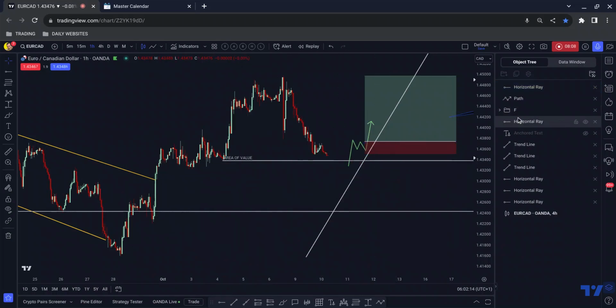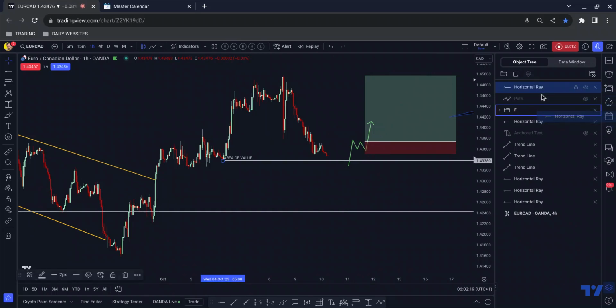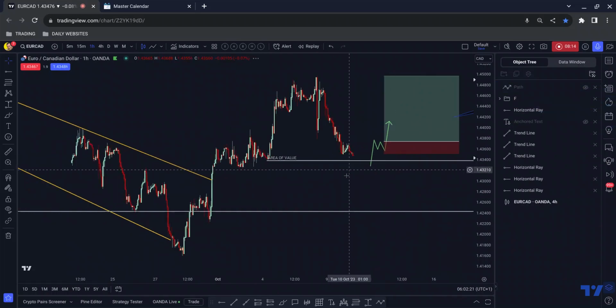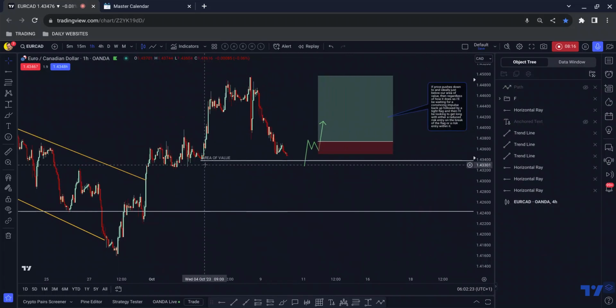There we go, area of value. Let's put this guy in his box, put that in the forecast. Right, what I'll be looking for today is for price to tap into this area. You might be thinking, well, what about this one?